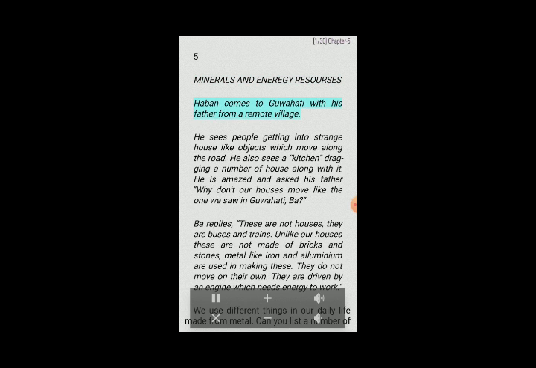Haban comes to Guwahati with his father from a remote village. He sees people getting into strange house-like objects which move along the road. He also sees a kitchen, dragging a number of houses along with it. He is amazed and asks his father, "Why don't our houses move like the ones we saw in Guwahati, Ba?"